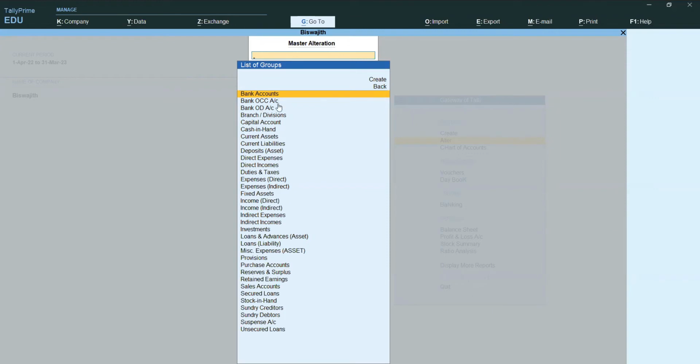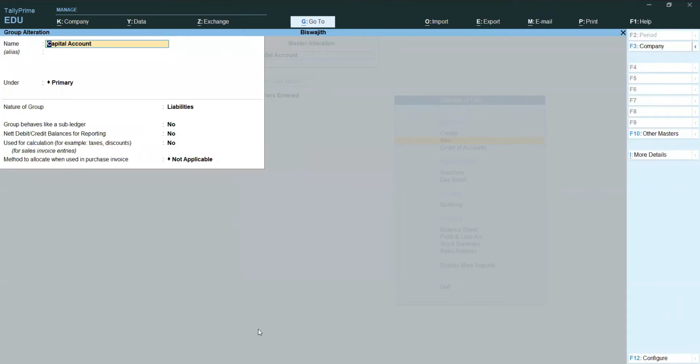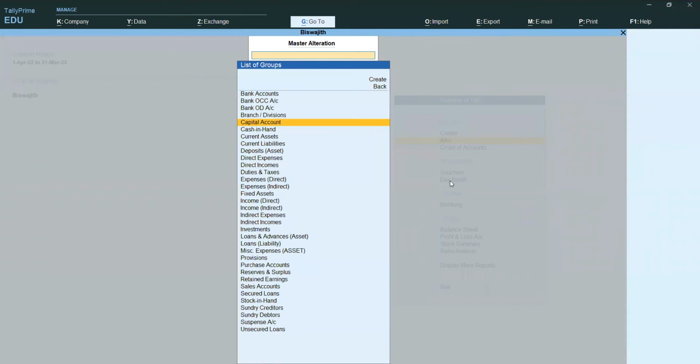Bank accounts, bank OCC account, bank OD account, branch and divisions, capital account. By default we have these groups; they are already created. If you want to view one, you can select it and press enter. See, the capital account group is created under liabilities.